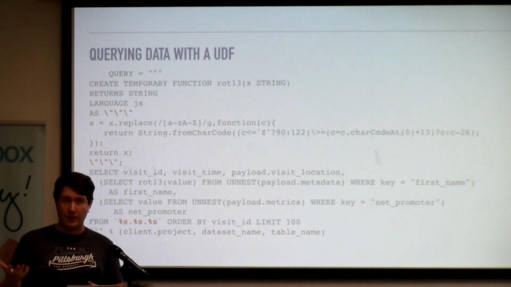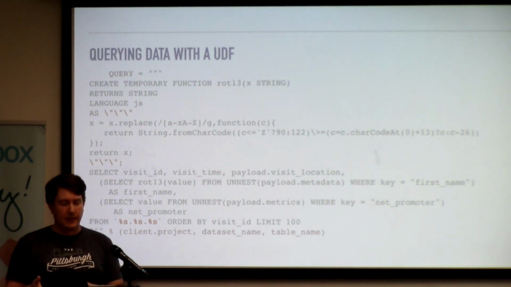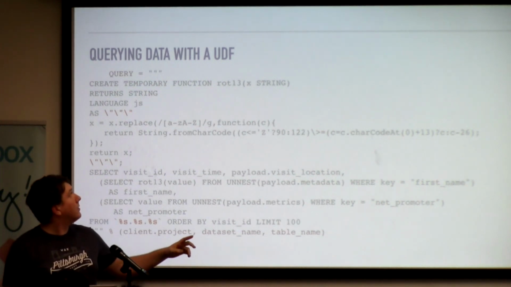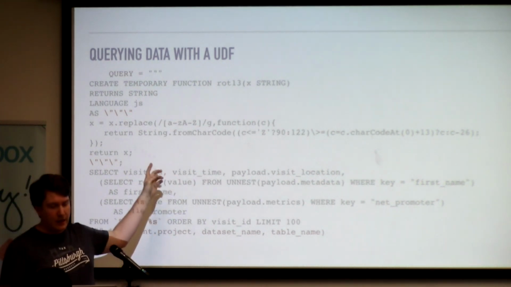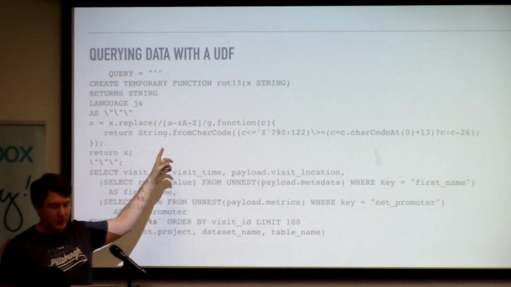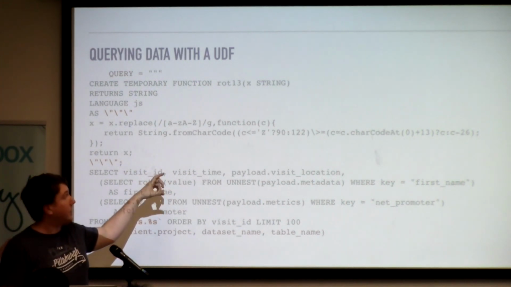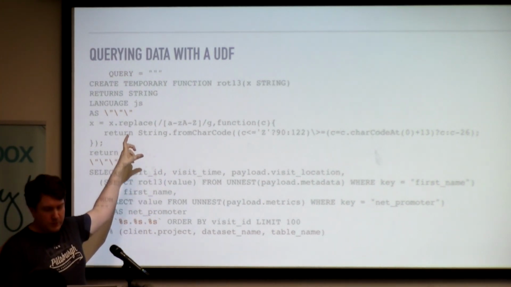What if we want to run a UDF on it? You create a temporary function. All functions in BigQuery are temporary. So here we say we're creating a rot13 function. It will return a string. It takes a string as an input. The only language supported right now is JavaScript, and then we just include our JavaScript.